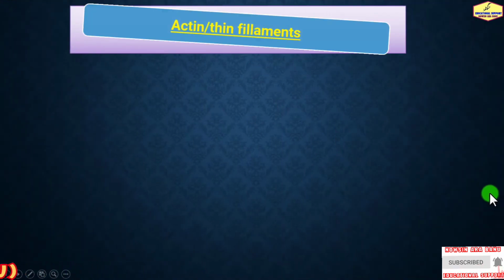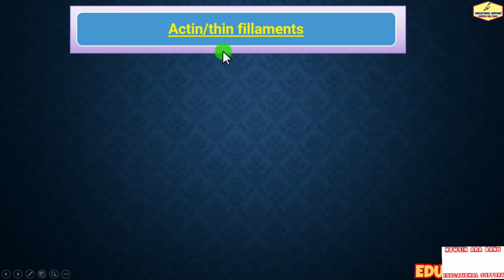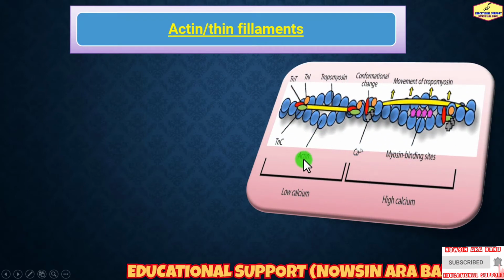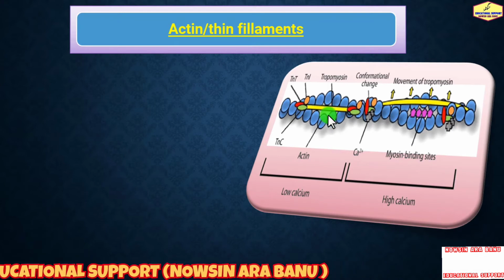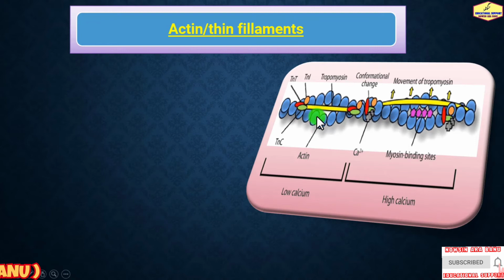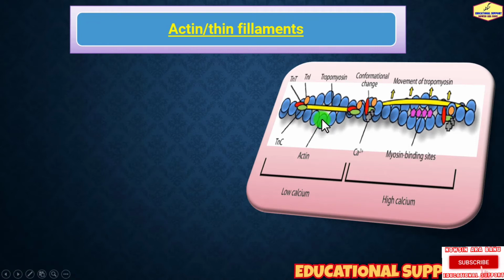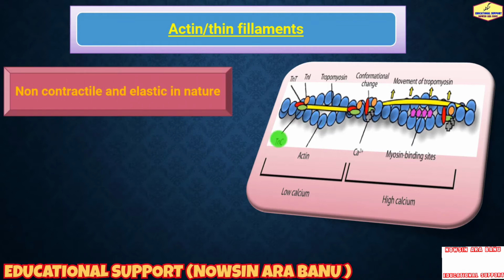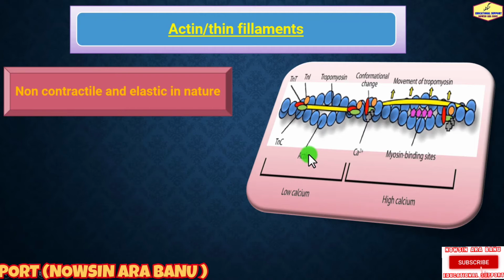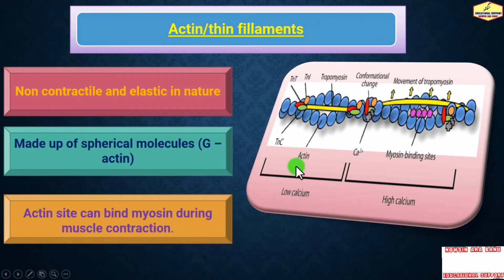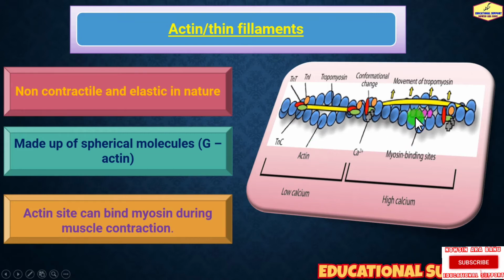Next is actin or thin filament. So actin or thin filament is non-contractile and elastic in nature. It is composed of G-actin monomers, each of which has a myosin binding site. So the actin binding site can bind myosin during muscle contraction.